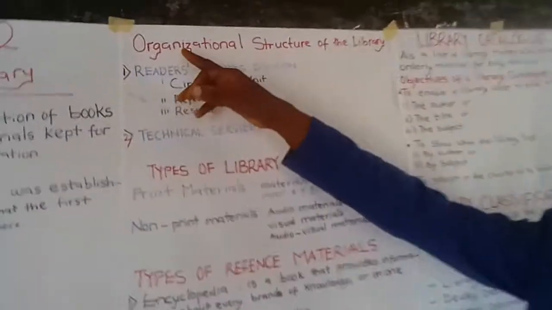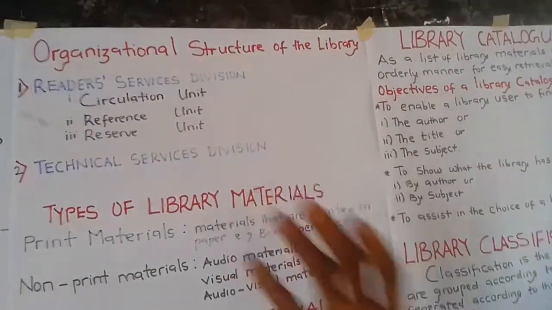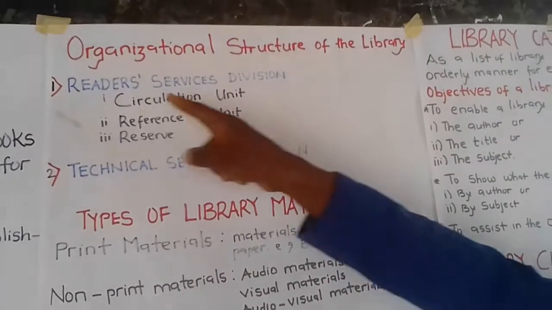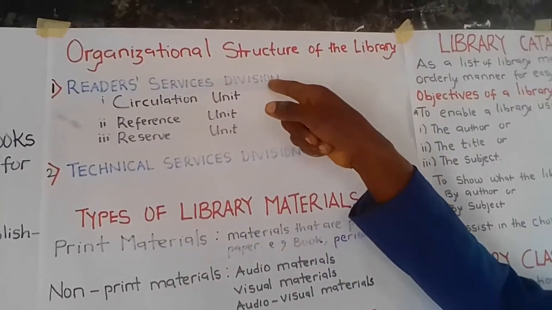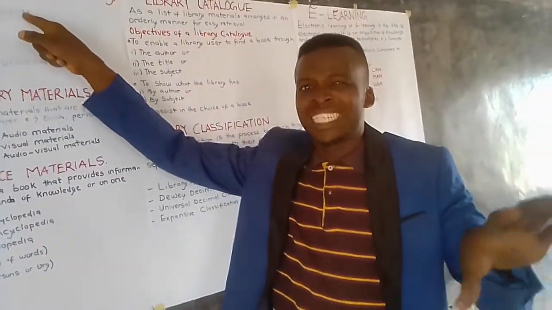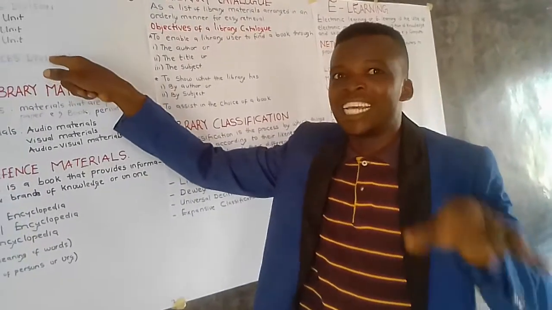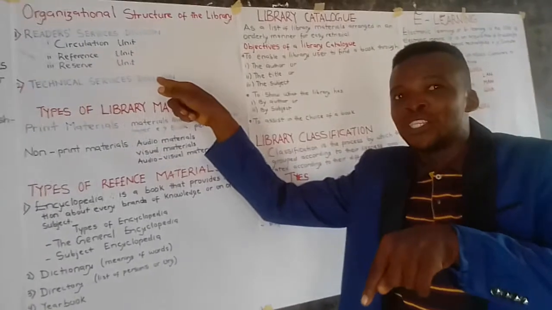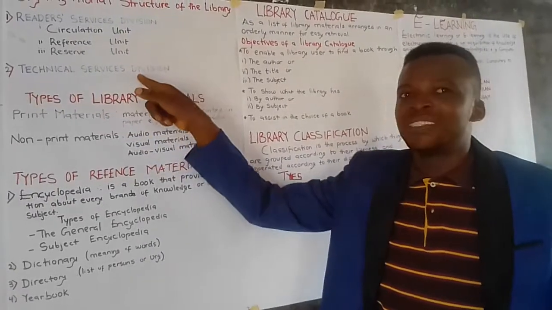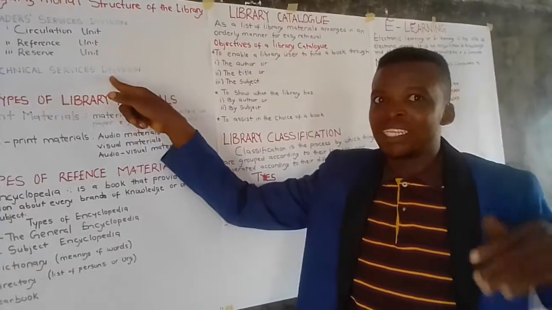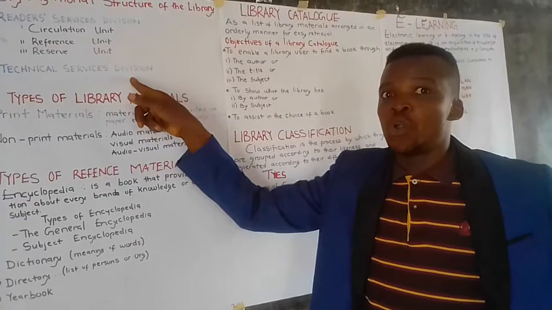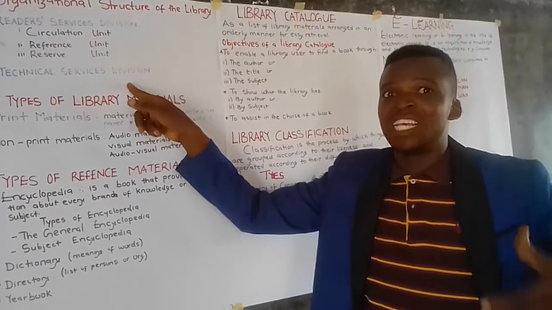Let's go straight to the organizational structure of the library. We have two structures in the library: the reader service division and the technical service division. When we talk about reader service, their work is visible. You will see their activities openly, glaring. But the technical service's work is behind the scene. You will not see them working. But when you come to the library, you will see the result of their work physically. We call them technical service. They work behind the scene. Their work is usually before the opening of the library and after the closing of the library, to make sure materials are well arranged for accessibility by the students.